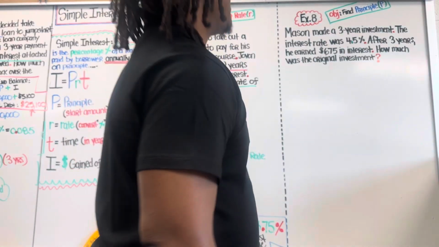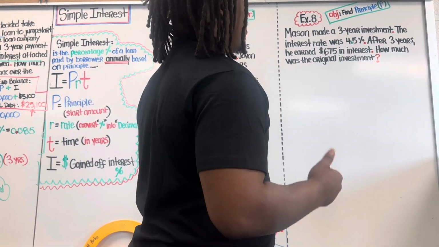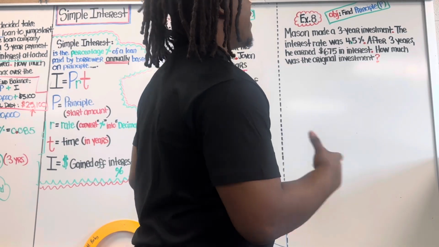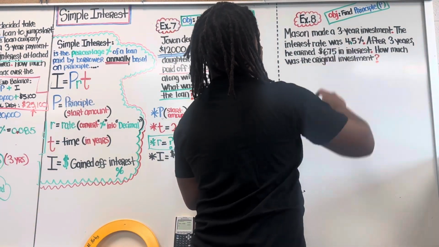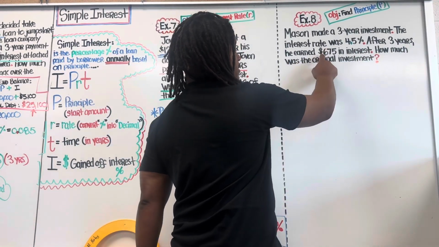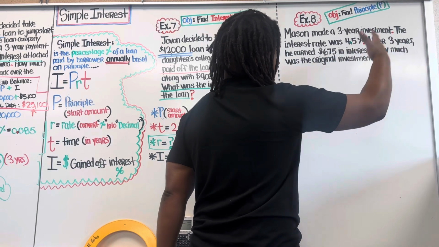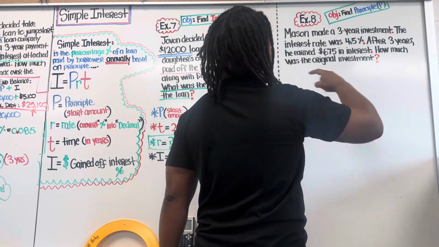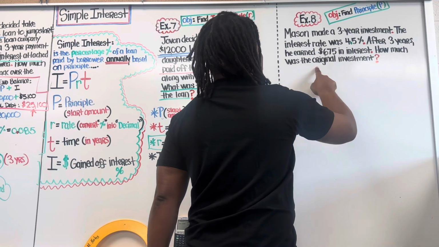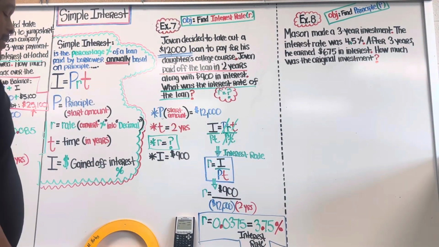Let's read the problem. It says Mason made a 3-year investment. The interest rate was 4.5%. After 3 years, he earned $675 in interest or in equity, however you want to say it. Interest, equity, it means the same thing. How much was the original investment?